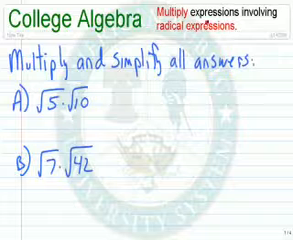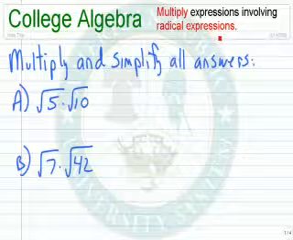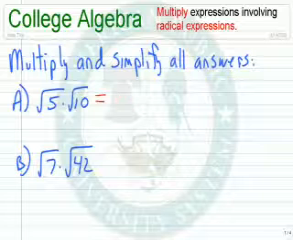In this lesson we want to multiply expressions involving radical expressions. This puts together a lot of different skills. Multiply and simplify all of these. The square root of 5 times the square root of 10. Since they're both square roots, we're allowed to multiply.